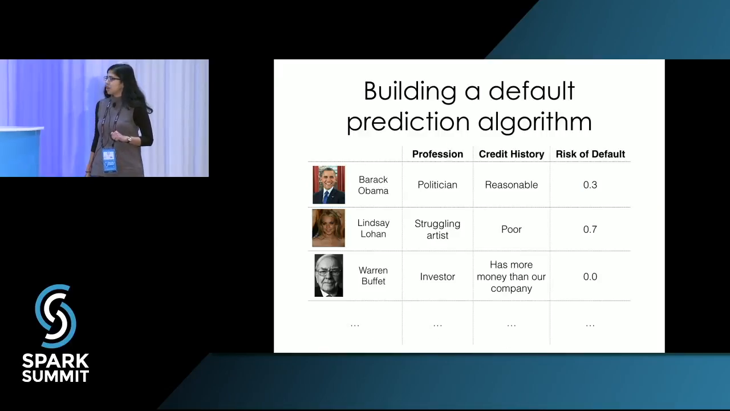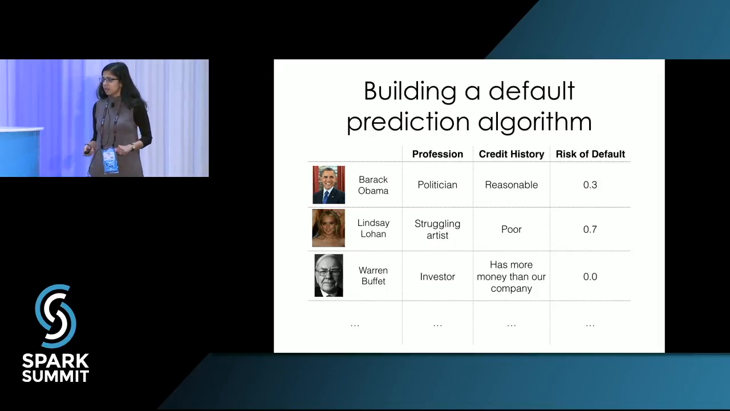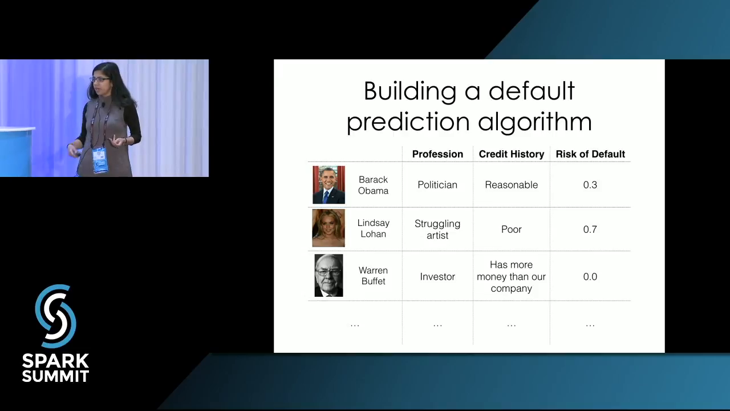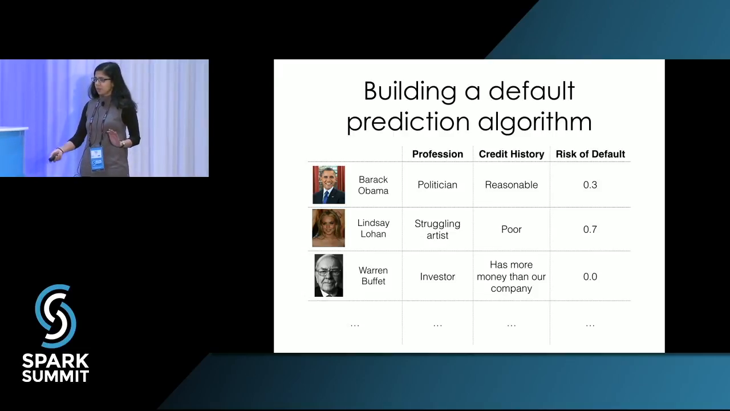All right, so suppose that you're a data scientist or an ML engineer, and you've been tasked with building a model to predict credit default. So this is the data you have. You know that there's Barack Obama. He's a politician, reasonable credit history, low risk of default. Lindsay Lohan, struggling artist, kind of poor credit history, likely to default. And then Warren Buffett is just off the charts, right? Like, he's never going to default. So this is the task that you are assigned.